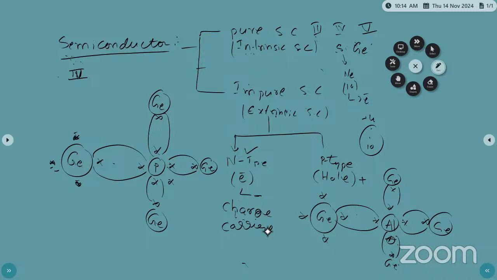Is the voice audible? Is it clear? I think you already studied all these concepts in intermediate physics. The periodic table comes in chemistry, but the semiconductor concept is in physics.